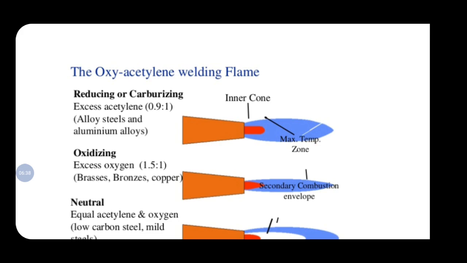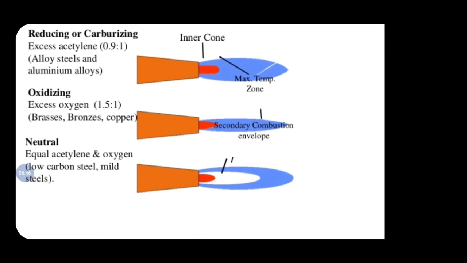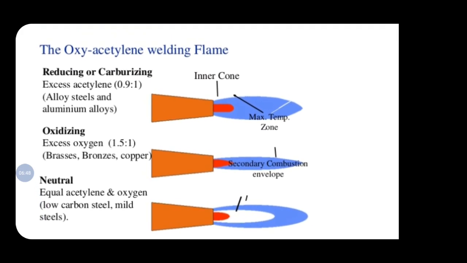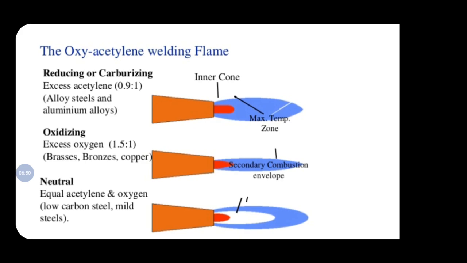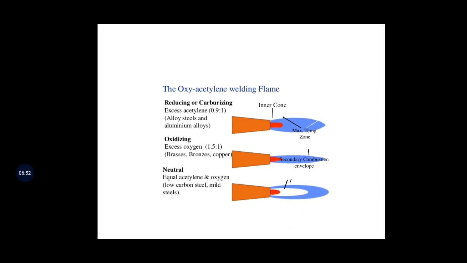It is characterized by the inner cone. You see the inner cone here. The inner cone should not touch the workpiece. When the inner cone touches the workpiece, it causes damage because of the high temperature. Also the acetylene feather is there. Next I will show you.